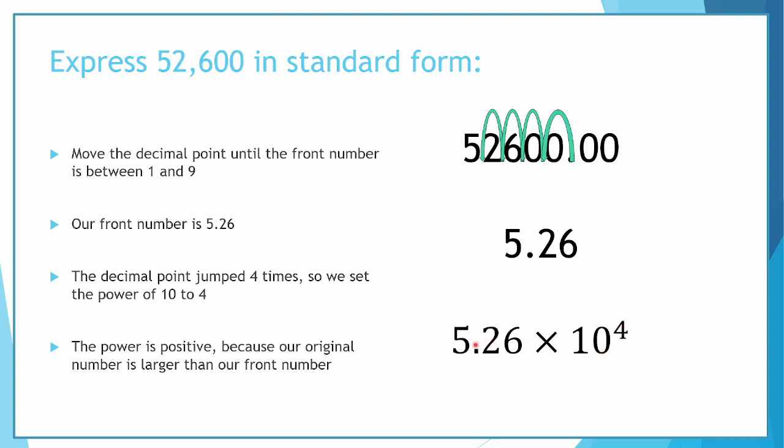And the reason it's plus 4 is because our front number here is a lot smaller than our original number. In other words, our original number is a lot larger than our front number. You see, 52,600 is a lot larger than 5.26. That's why our power is positive. So anytime our original number, the number we're trying to represent, is larger than our front number, our power is going to be positive.